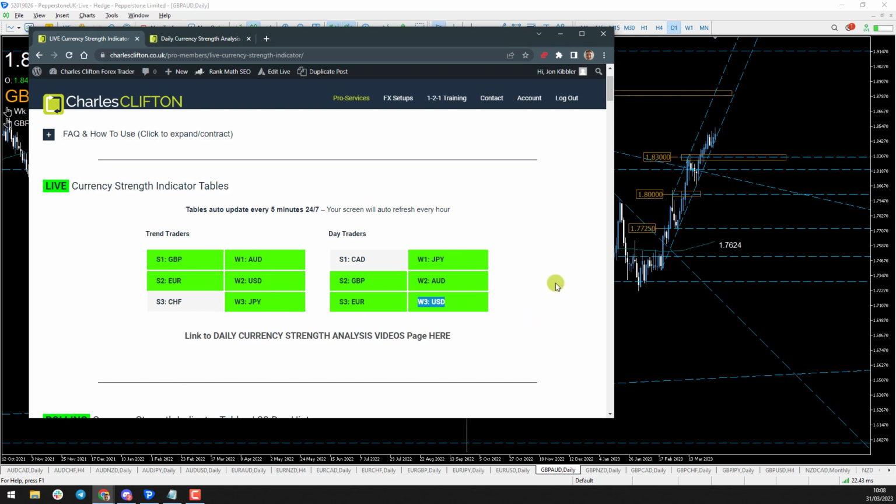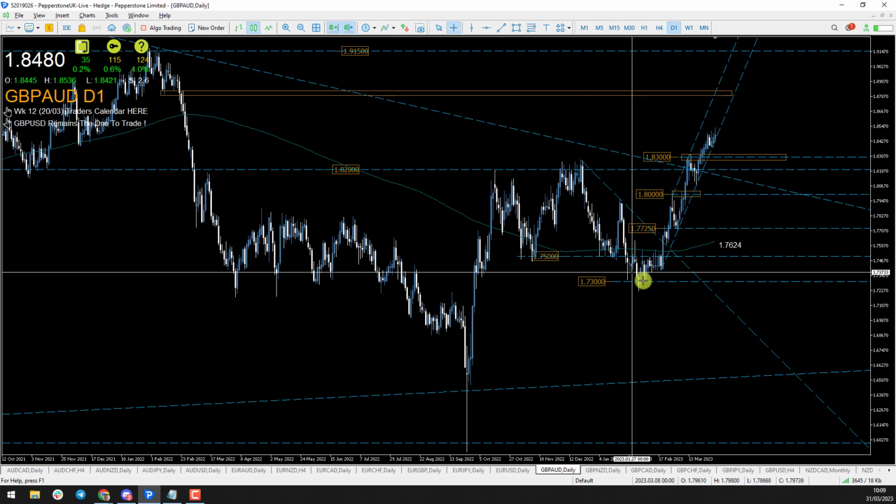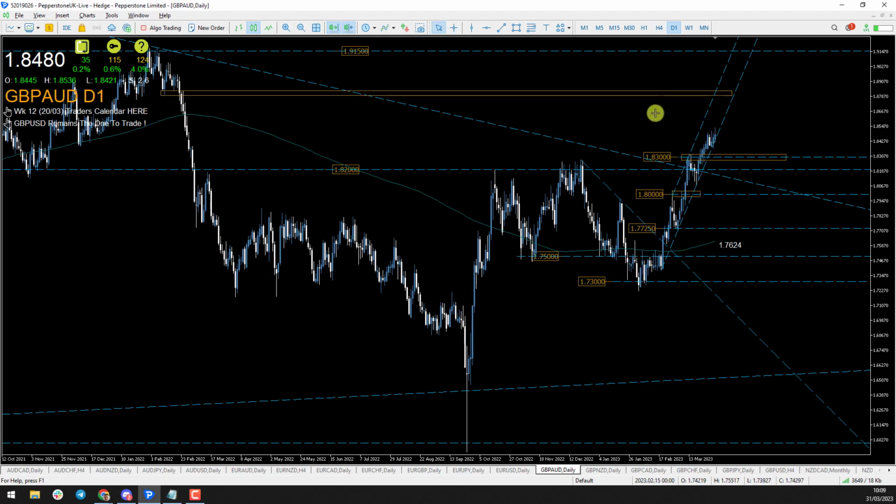But because it's a Friday, because it's the end of the month, I'm just going to go over some of the ones that we talked about this week, as well as highlighting Pound Aussie. So let's go take a look at Pound Aussie first. I'm looking to see if price will stay within this bullish channel that I've got mapped out here.